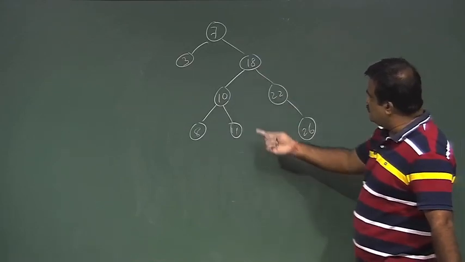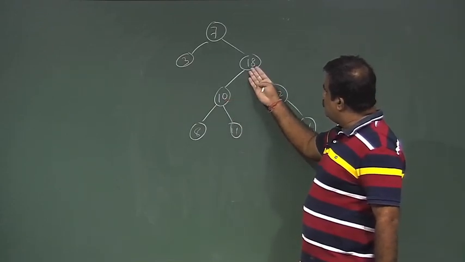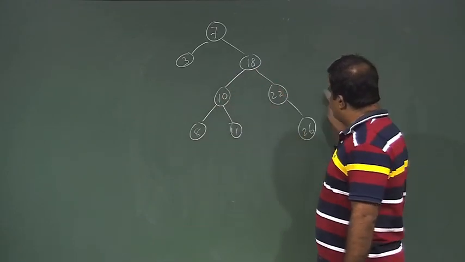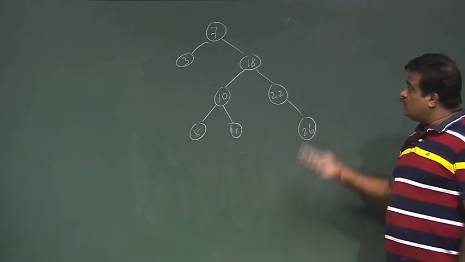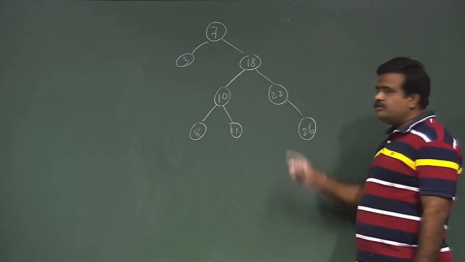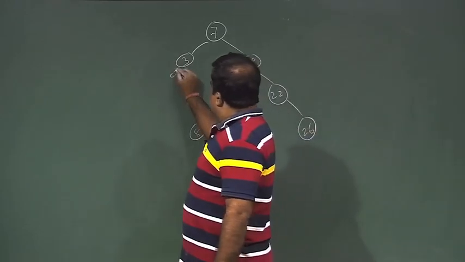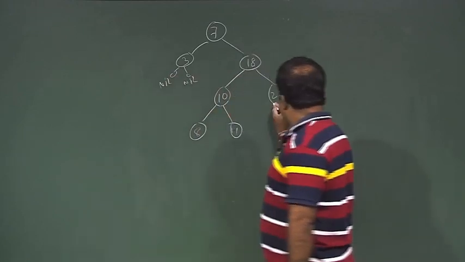If you look at any node, 10, 18. So, if you look at 18, all the nodes in the subtree rooted on this side are less than 18, and all the nodes in the subtree rooted on this side are greater than 18. So, this is a binary search tree. Now, we want to make it a complete tree, so we will introduce nils. Nils are basically new leaves. So, we will put nils here too, because this is having one node.